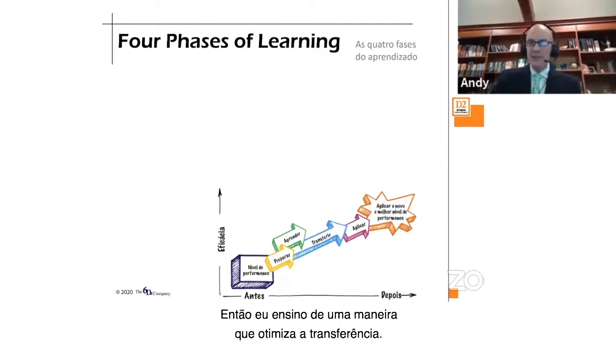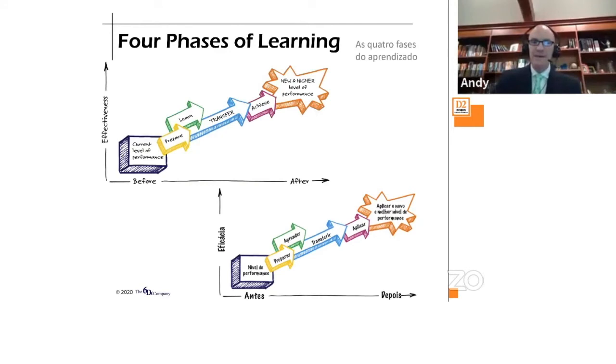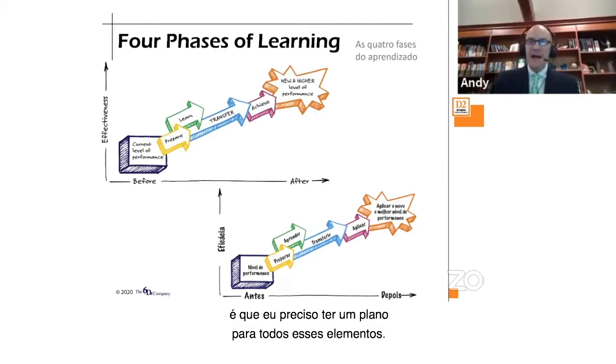I then teach in a way that optimizes for transfer. And then I support transfer back in the workplace. The key message is, again, I have to have a plan for all of these elements, not just the green box of learning, but everything else. Because what happens before and what happens after the instruction are as important as the instruction itself.